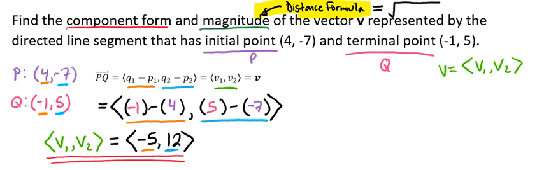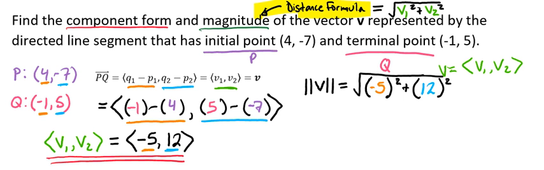So that's going to be the square root of our v1 squared plus our v2 squared. And we have those, so we can go ahead and plug that in for our magnitude. All right, so the magnitude of v is going to equal the square root of (-5) squared plus 12 squared, which is going to then equal 13.